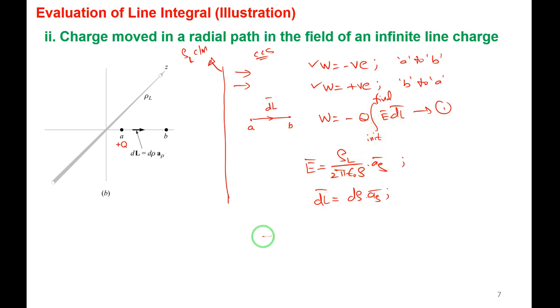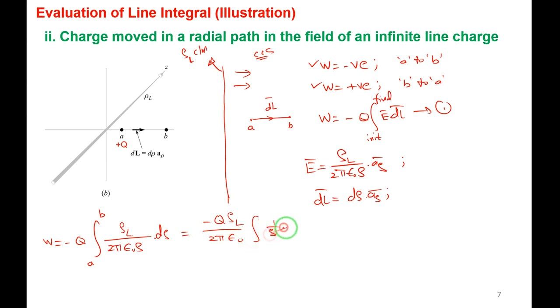So we'll take the dot product and we'll integrate it. W is equal to minus Q integration, where the initial position is A and the final position is B. Then E dot dl: a_rho dot a_rho will be 1. So the remaining thing I'll write is rho L by 2 pi epsilon naught rho into d rho. I hope you got it. So minus Q, I'll take constants outside. With respect to rho, rho L will come out: rho L by 2 pi epsilon naught, integration of 1 by rho into d rho from A to B. We know that the integration of 1 by x into dx is ln x, the natural logarithm. So we'll apply it here: minus Q rho L by 2 pi epsilon naught ln of rho, and the limits are from A to B. So it is ln b minus ln a.